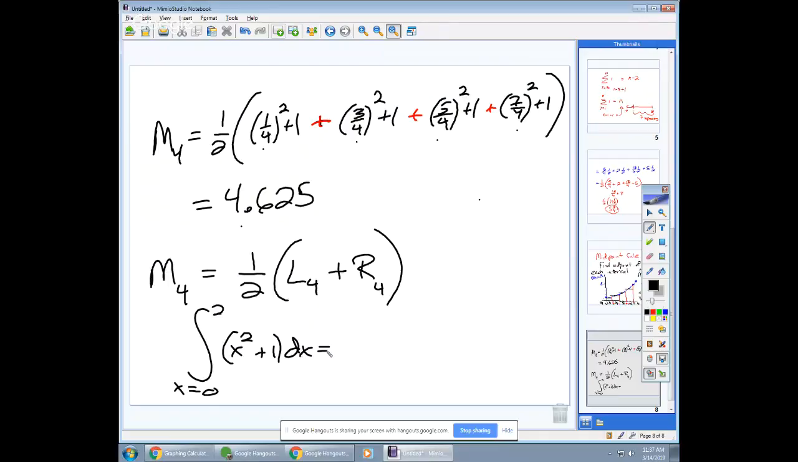So let's see, what's that going to be? 1/3 x cubed plus x evaluated from 0 to 2, which gives me 8/3 plus 2. So let's see, 8/3 is how many? It's 2 2/3. That's 4 2/3. Is that what you said? Oh, you were doing improper fractions. Yeah, improper fraction. I think it's 4 2/3. That sound right?